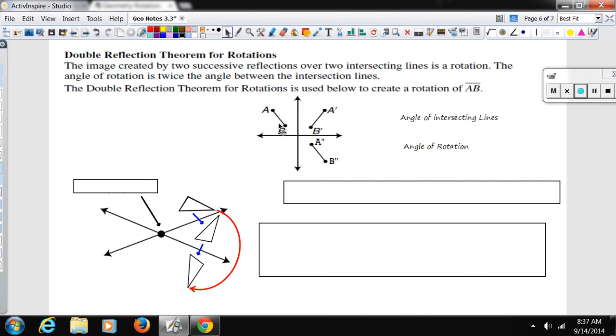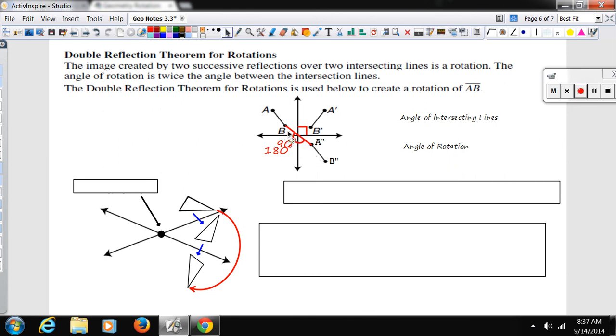So if you flip AB over the y-axis, and then you flip it over the x-axis, you're actually going to make a 180-degree rotation. This A is going to rotate down to A, B is going to rotate down to B, and it's going to be exactly 180 degrees because the angle here is 90, so if you double 90, you'll get the 180. So there's your intersecting lines angle, and there's your rotation angle.